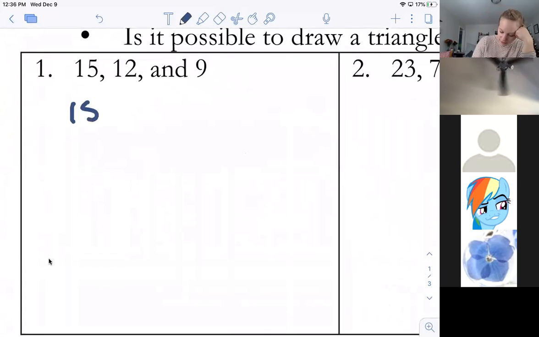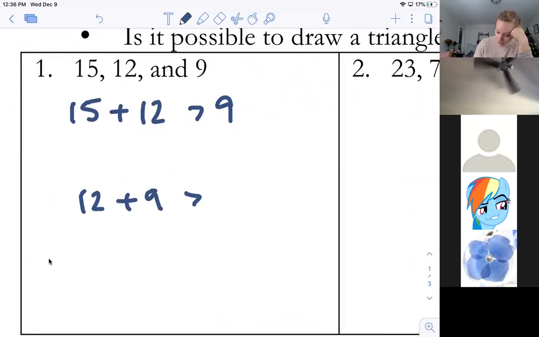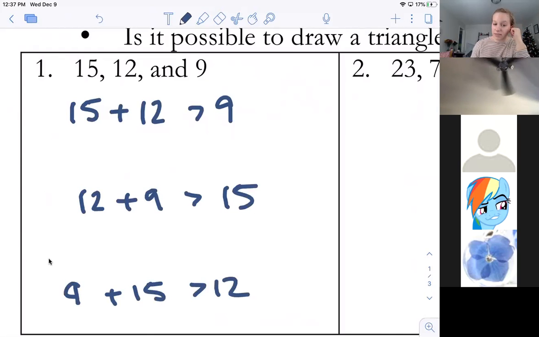So I'm going to try 15 plus 12 is greater than 9. I'm going to see if that's true. I'm also going to do 12 plus 9 is greater than 15 and see if that's true. And I'm going to do 9 plus 15 is greater than 12 and see if that's true. Now, the more we do, you might notice some patterns and be able to not do all 3. As soon as you get 1 no, you're done. But just to begin with, since we haven't done this yet, I want to try all of the combinations of all the sides all together to make sure they all work.